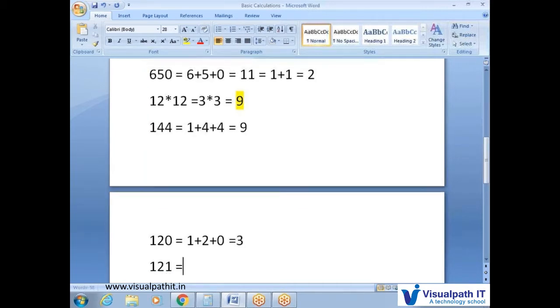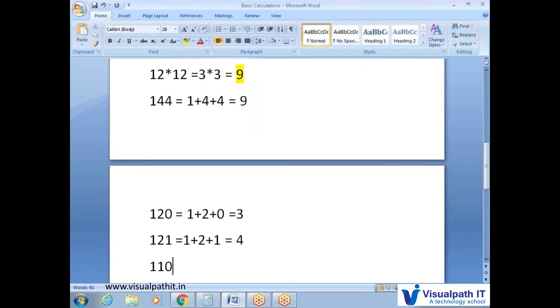Option C, 121. So 1 plus 2 plus 1. Here also it is a three-digit number. First we convert it into a single digit. 1 plus 2 plus 1 means 1 plus 2, 3. 3 plus 1, 4. So what is the answer? 4. Is 4 equal to 9 or not? 4 is not equal to 9.